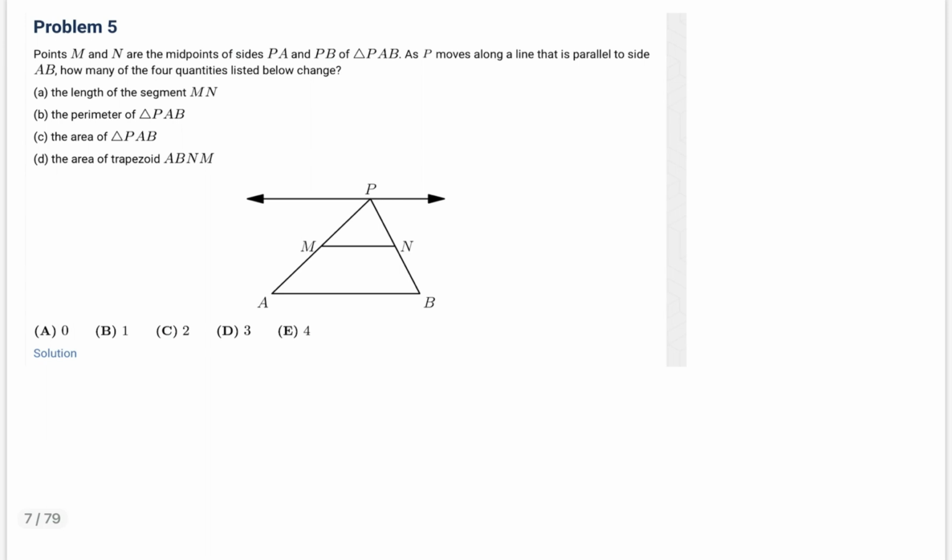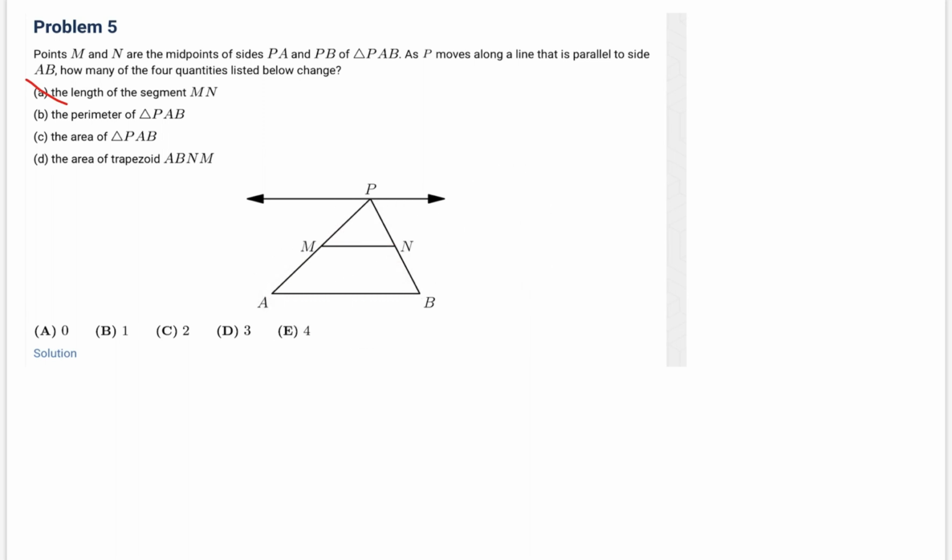Problem number 5. M and N are the midpoints of PA and PB. So they're the midpoints, so this and this are the same. And so, how many of the 4 quantities are changing? So first, the length of the segment MN. If you see, this is MN, but MN is always half of segment AB. So AB stays the same, so MN also stays the same. A is not changing.